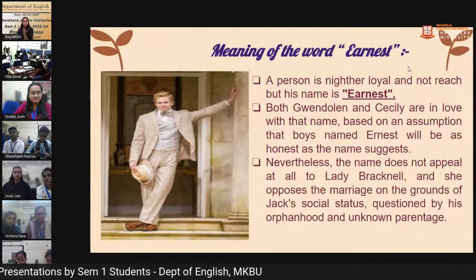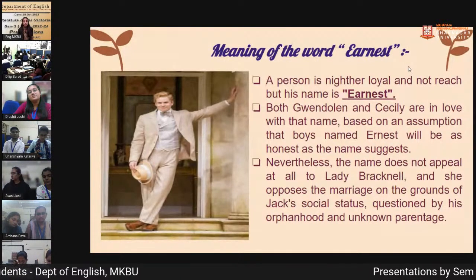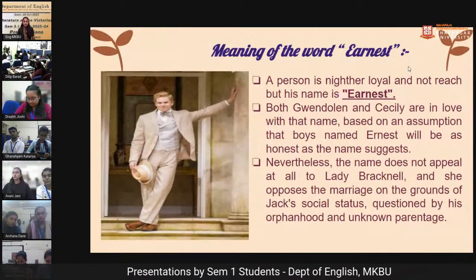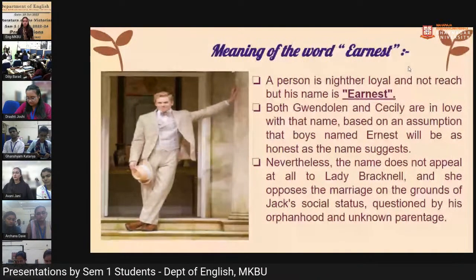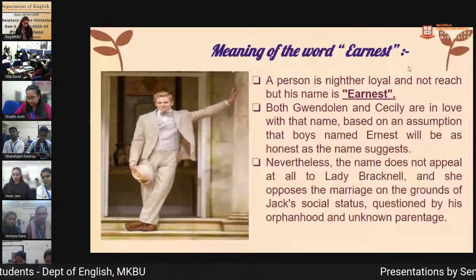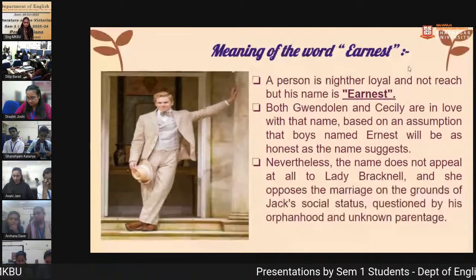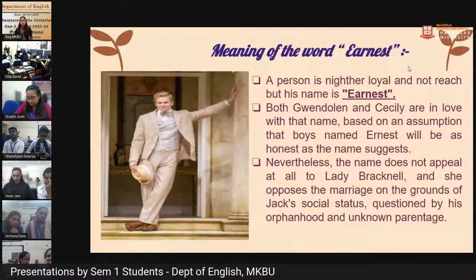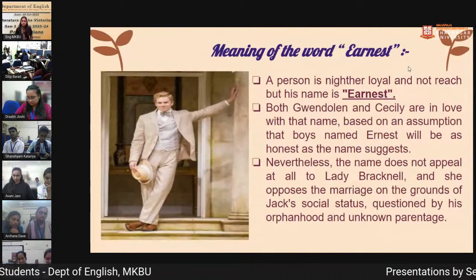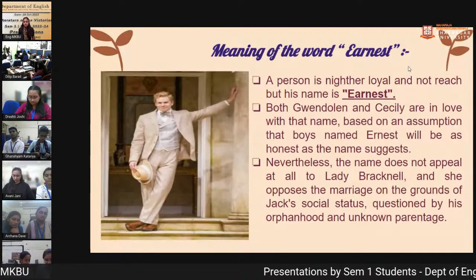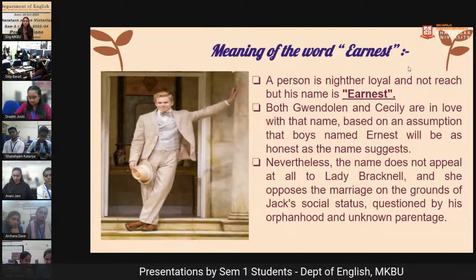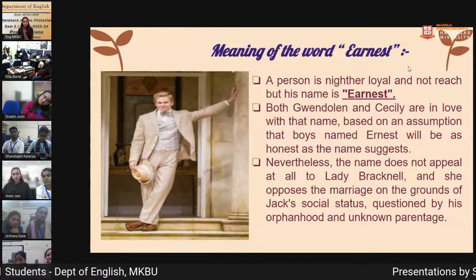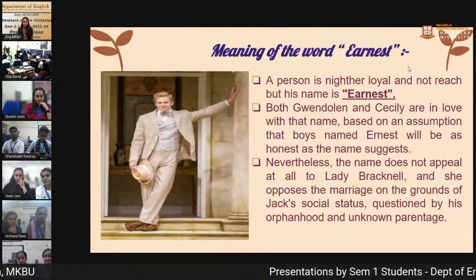Nevertheless, the name does not appeal at all to Lady Bracknell, who is the aunt of Algernon and mother of Gwendolyn. She opposes the marriage of Jake and Gwendolyn because she doesn't care what the name is, but she focuses on the social structure and standing of the man.